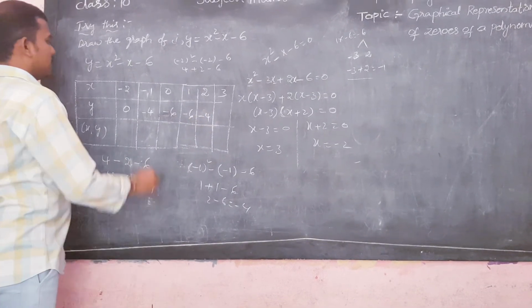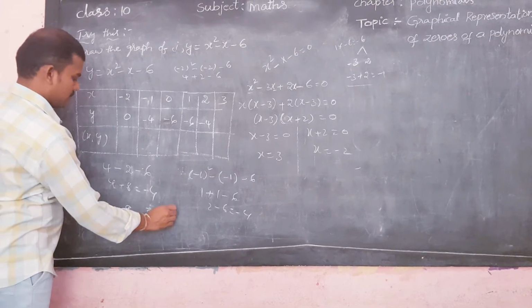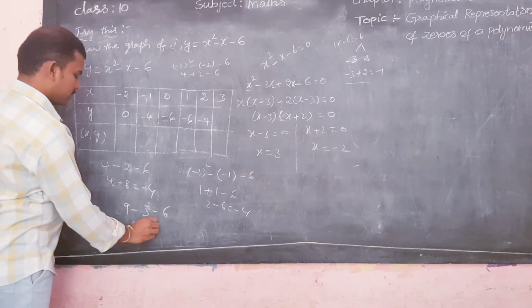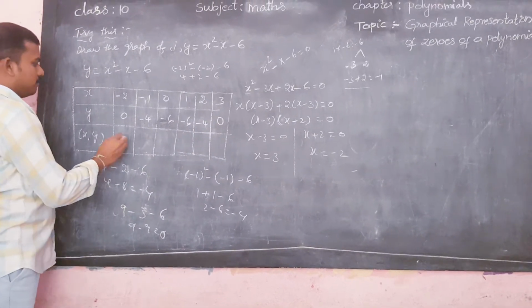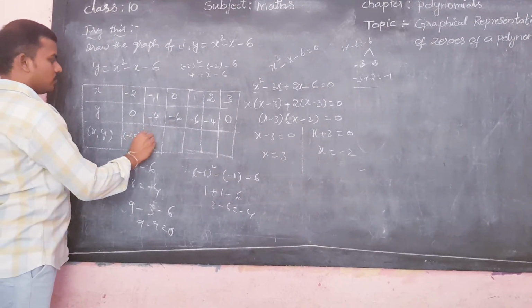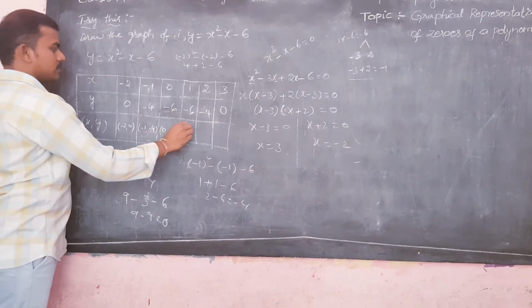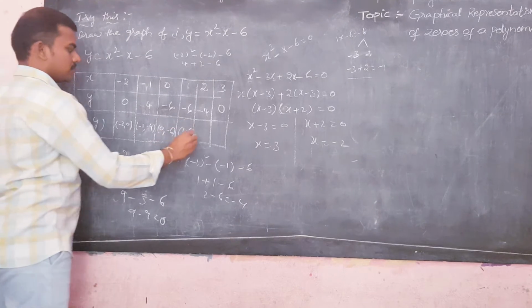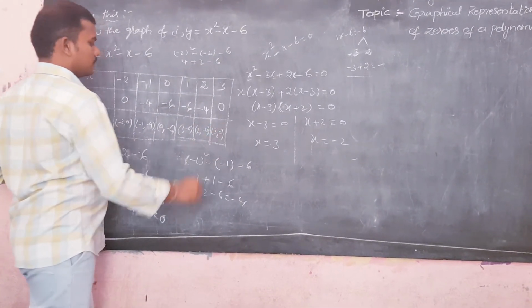Take 3 in place of x: 3 squared is 9, minus 3 minus 6, 9 minus 9, that is equal to 0. So this value is 0. So the pairs are minus 2 comma 0, minus 1 comma minus 4, 0 comma minus 6, 1 comma minus 6, 2 comma minus 4, 3 comma 0.